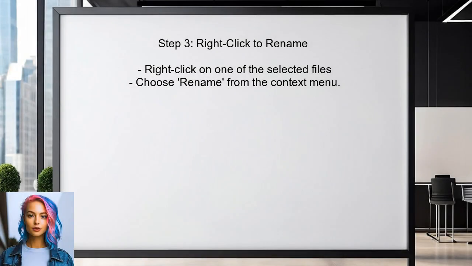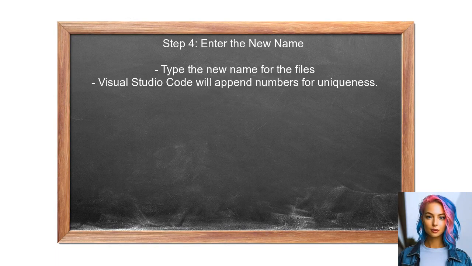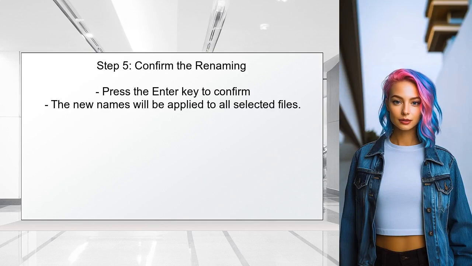Once the files are selected, the user can right-click on one of the selected files and choose the Rename option from the context menu. After selecting Rename, the user can enter the new name for the files. Visual Studio Code will automatically append a number to each file to ensure they have unique names. Finally, the user should press the Enter key to confirm the renaming process. This will apply the new names to all selected files.